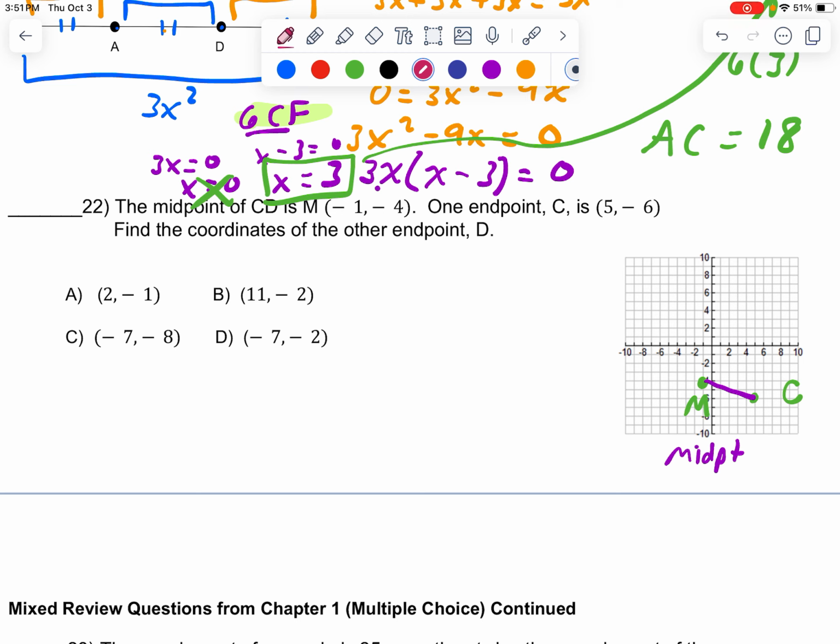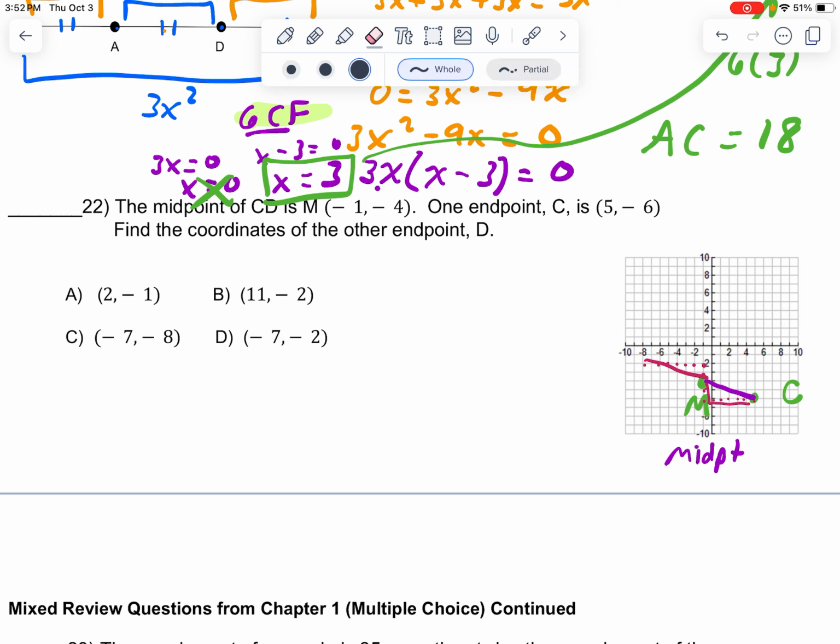It looks like I am going down 1, 2 over 1, 2, 3, 4, 5, 6. So down 2 over 6. So that means I need to go up 2 over 1, 2, 3, 4, 5, 6. And if I do, I connect to get the rest of my segment.